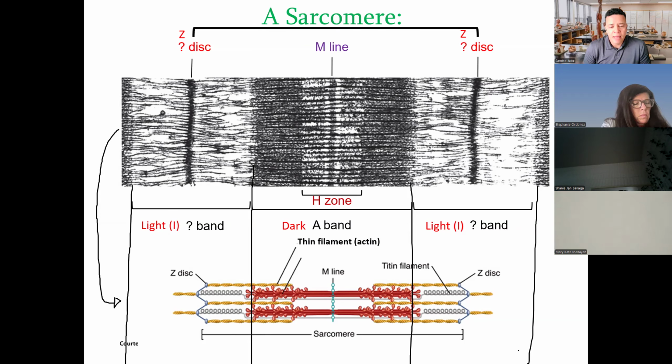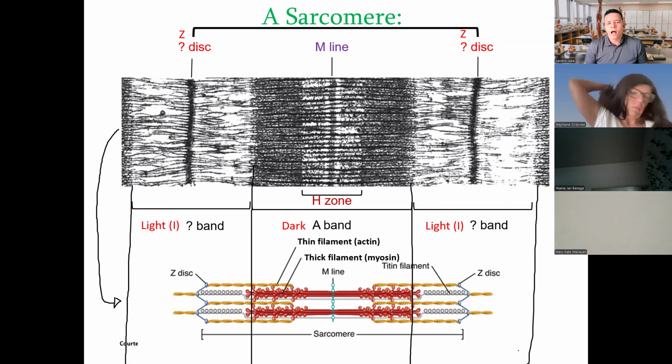The light band is made of a thin filament, shown here in yellow. And this thin filament is made of a protein called actin protein. So actin protein makes the thin filament of the light band. The dark band is made of a different filament. They are made of a filament called thick filament, which is made by a protein called myosin. So myosin makes the thick filament.